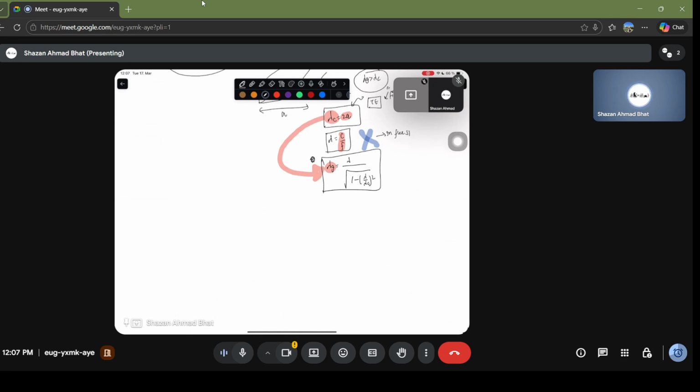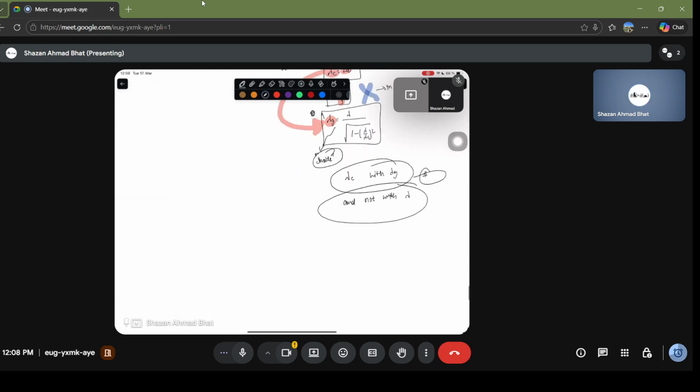So this is in free space. This wavelength you need to compare it with, that means inside the waveguide. So you need to compare lambda c with lambda g and not with lambda. So this is essential. Okay.